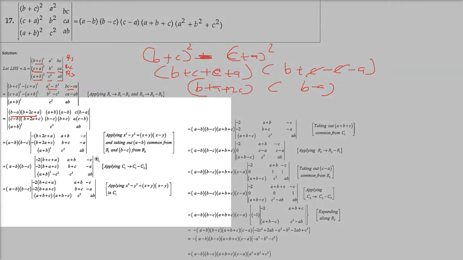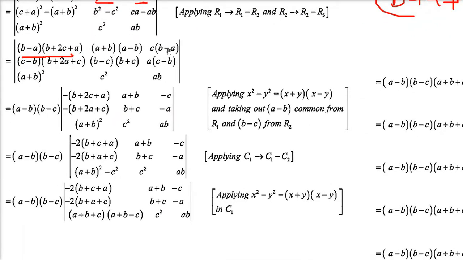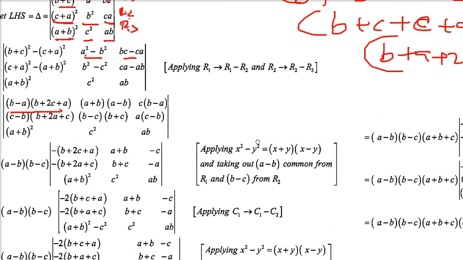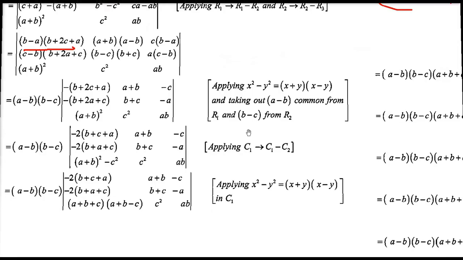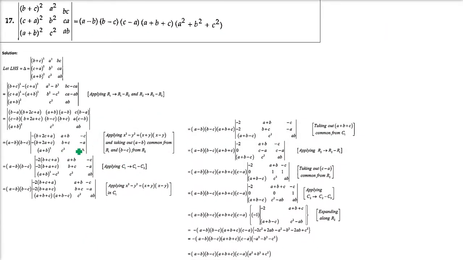So you can take the a minus b or b minus a common from the first row. So I am taking a minus b. So the negative will remain. When we take a minus b common from here, negative c will remain. Similarly, this one also. The c plus a whole square minus a plus b whole square will give you c minus b times 2a plus b plus c. And b square minus c square will give you b minus c, b plus c. ca minus ab will give you a common c minus b. Now we have taken c minus b common from here. Okay. So this step we have already done.